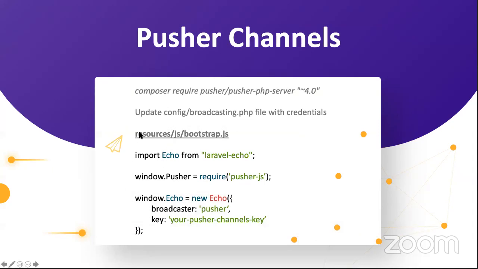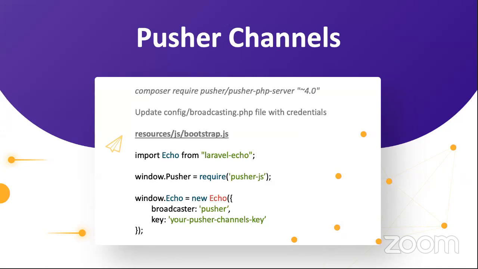Now there is one inbuilt file which comes with Laravel, which is resources.js and bootstrap.js, where they are already providing this code, but it will be commented. So if you are using Pusher, then you need to uncomment this code, where you need to put these keys, which you will get from Pusher.